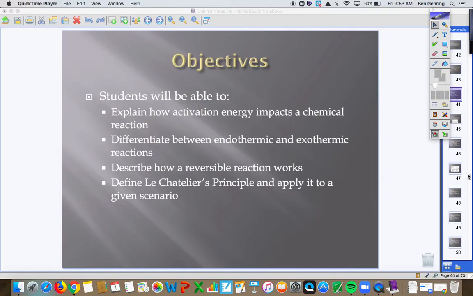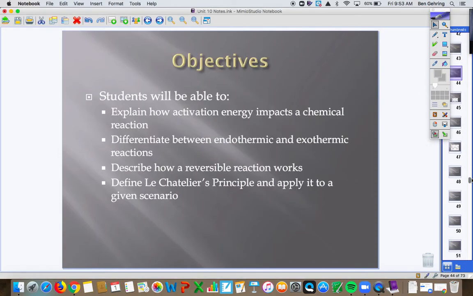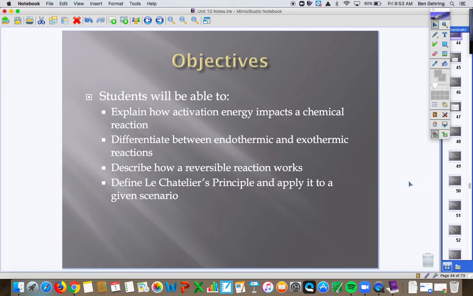At the end of today's lesson, you should be able to explain how activation energy impacts chemical reaction rates and chemical reactions in general. You'll be able to differentiate between endothermic and exothermic reactions. You'll be able to describe how a reversible reaction works. You'll be able to define Le Chatelier's principle and apply it to a given scenario. So let's get started.